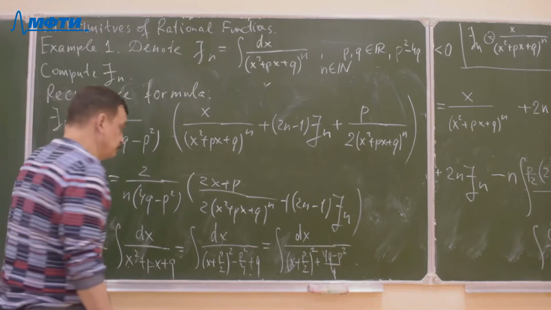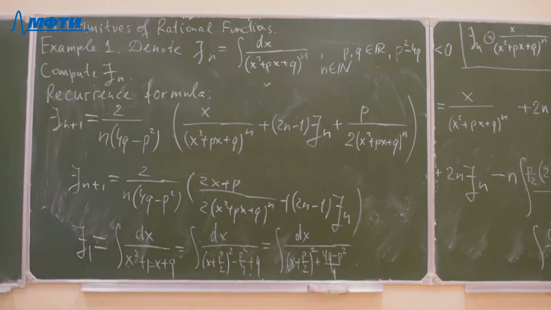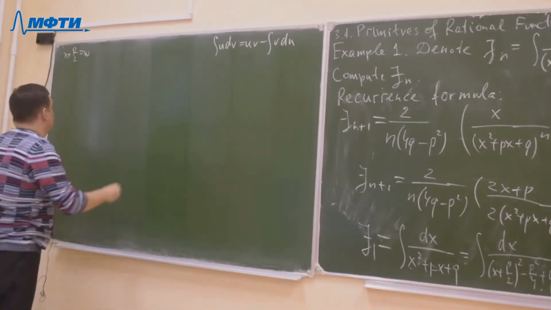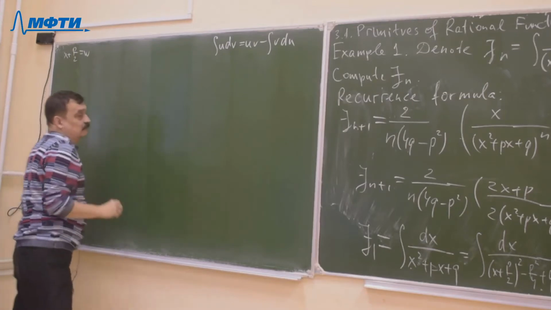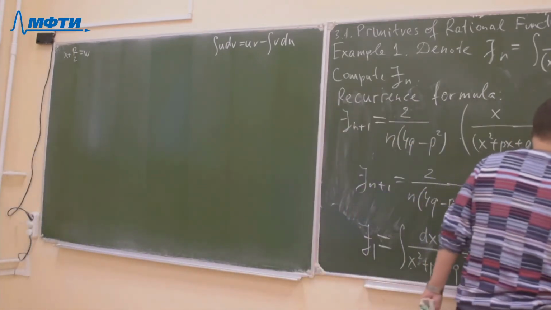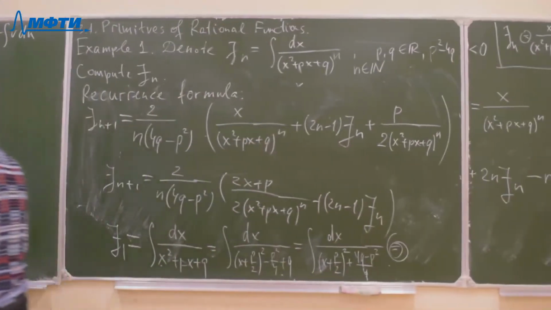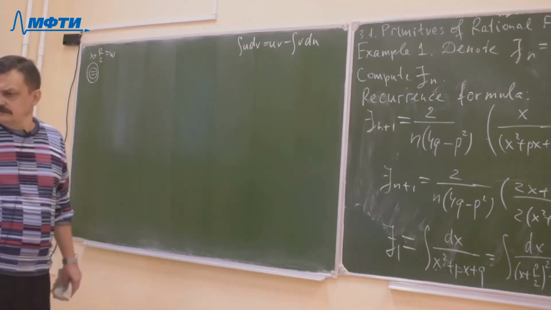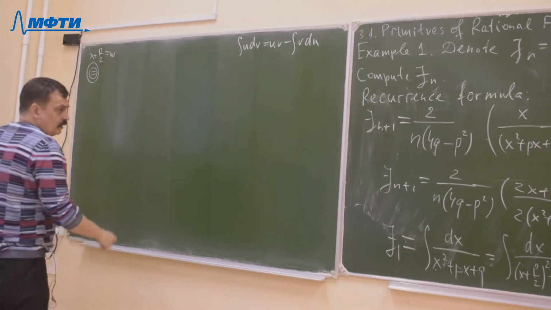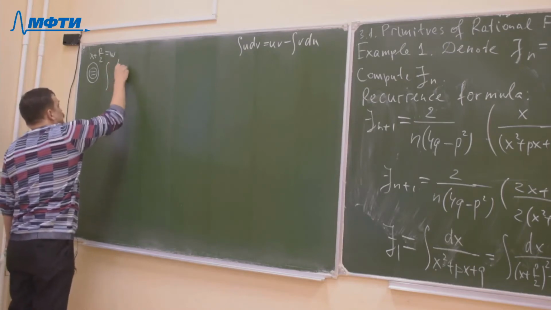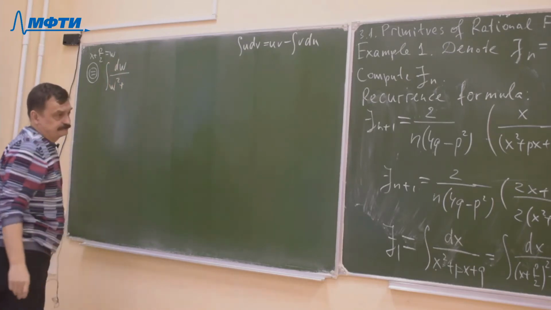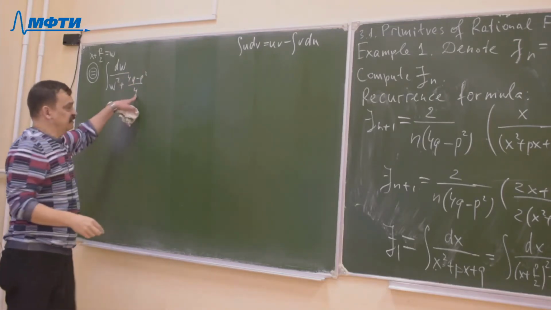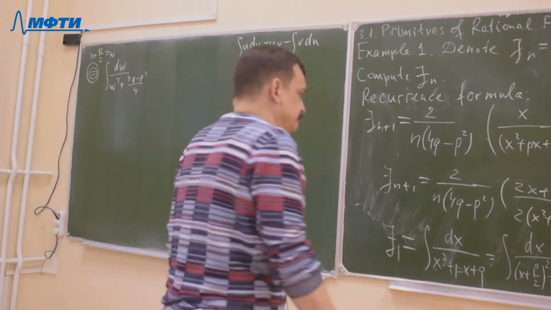So x plus p over 2 equals w. Then we obtain that the integral equals the integral of dw over w squared plus (4q minus p squared) over 4. That is a positive number, right?